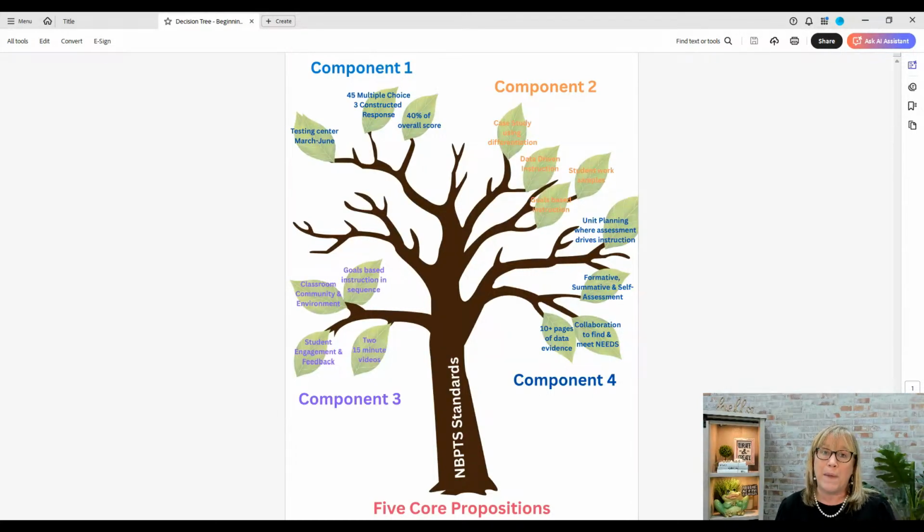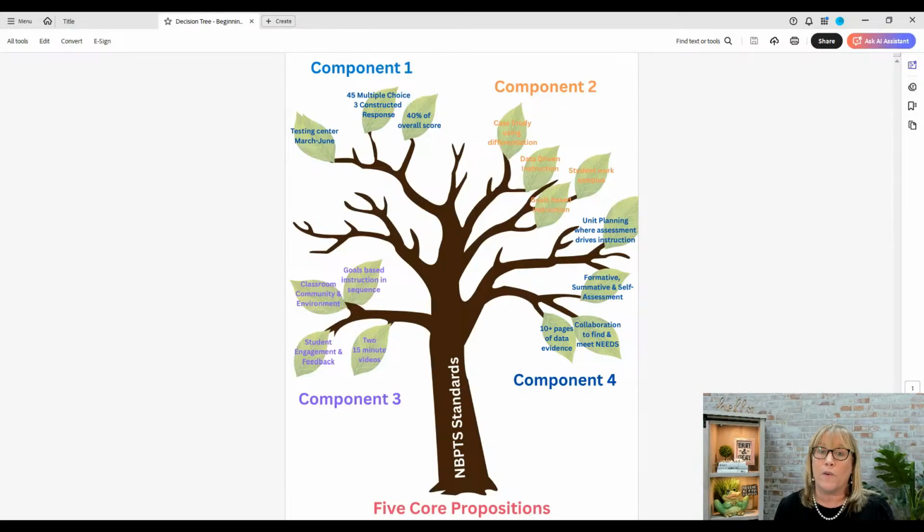And then the biggest thing to know about component 1 is it's 40% of your overall score for the process. So the left side of the tree here that I'm looking at, component 1 and 3, are 70% of your score. And components 2 and 4 are 30% of your total score.